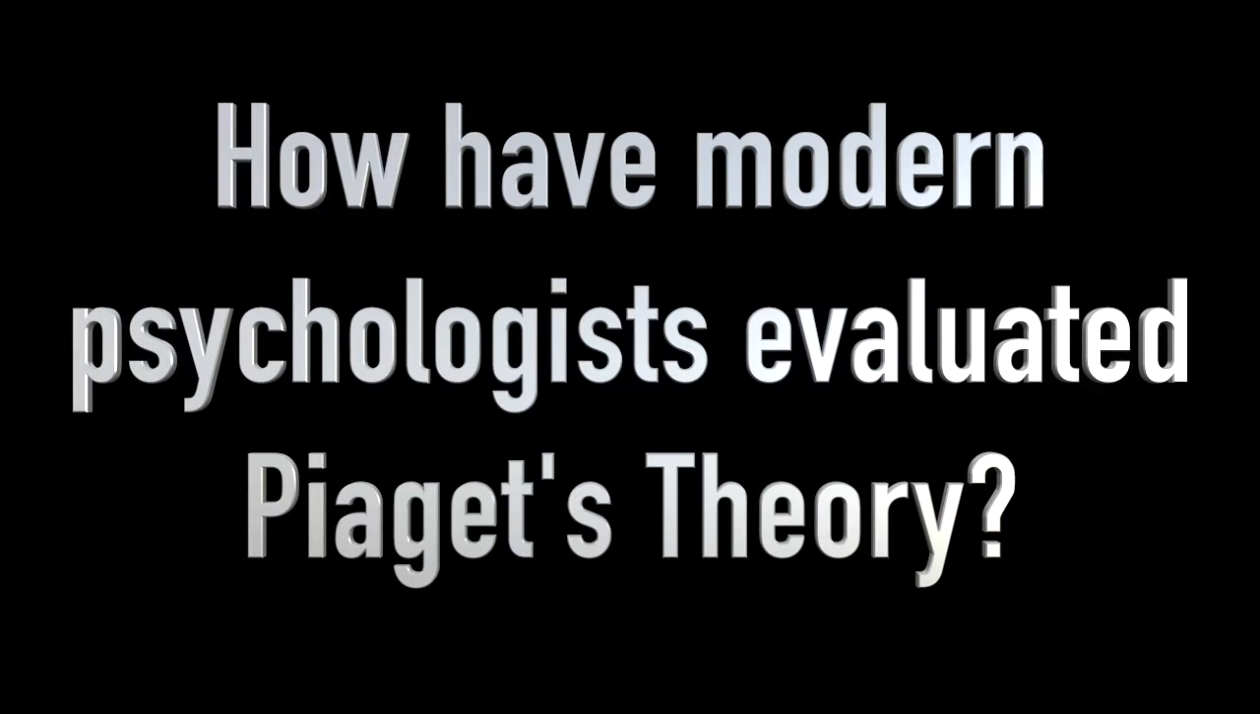Now for our second question. How have modern psychologists evaluated Piaget's theory? Although his general findings are not contested, modern psychologists have found flaws in the methods Piaget used and the conclusions he drew from his findings. In addition, it has also been found that there is more variation in cognitive development between children and across cultures than Piaget's stage-based model suggested.